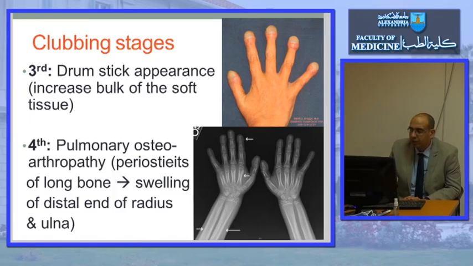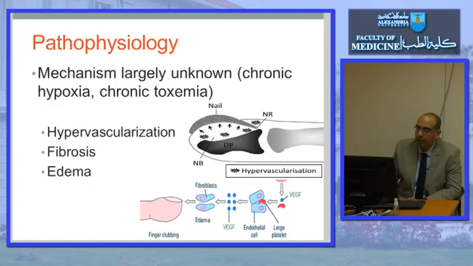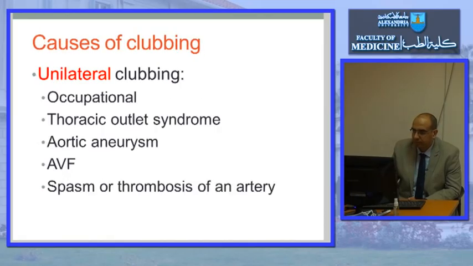It is a radiological sign. We find that there is swelling of the distal end of radius and ulna. Pathophysiology, it's usually due to chronic hypoxia or chronic toxemia.